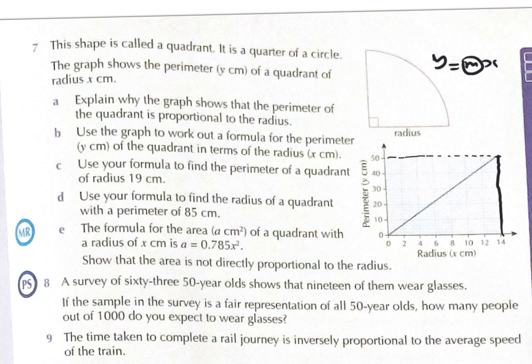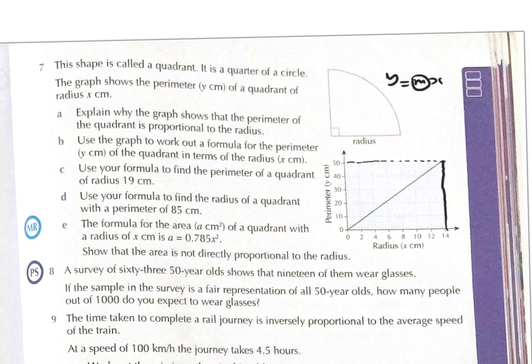So y equals 50 and x equals 14. So divide 50 by 14. 50 divided by 14 equals what? 3.57. Or you can write 50 over 14. So this is the answer for B. Y equals 50 over 14x. In the simplest form, 25 over 7x.